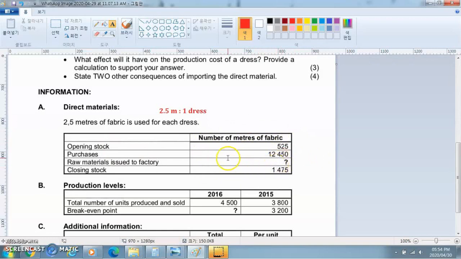And then we have raw materials issued to factory. We don't know how many of them are issued to factory, right? But we can work it out using the information given. And then we have the closing stock, which is the meters that were remaining at the end of the accounting period. Okay, so that's clear, right?